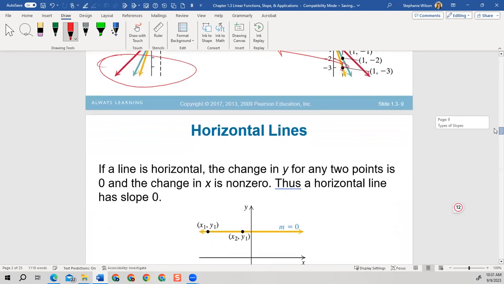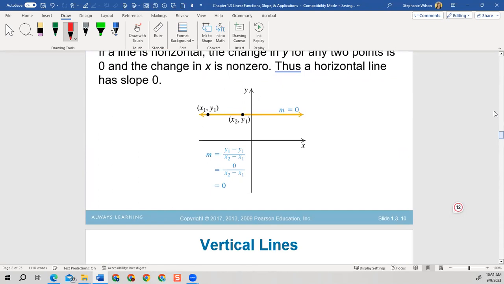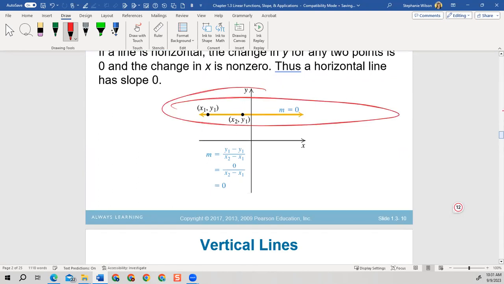Okay. This one says if it's a horizontal line, its slope is equal to 0. Again, think about the horizon. The sun is rising as it starts the day. It always starts at 0, right? And it starts rising. So anytime it's a horizontal line, remember it's always 0.